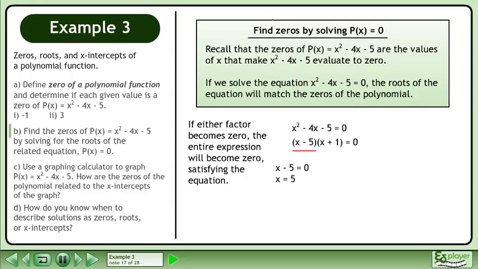Set the first factor equal to 0 and solve for x. When x equals 5, the expression x minus 5 becomes 0. Now set the second factor equal to 0 and solve for x. When x equals -1, the expression x plus 1 becomes 0.